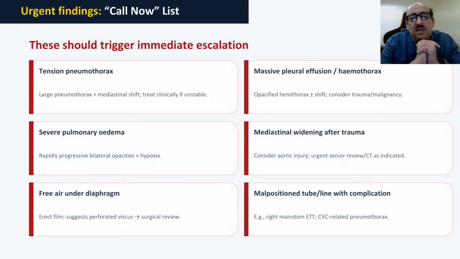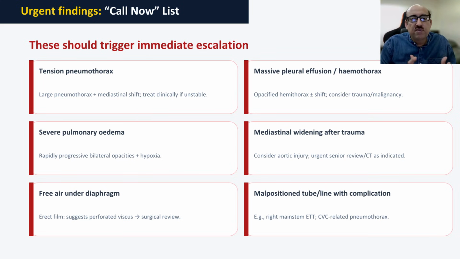Severe pulmonary edema: rapid assessment of the patient's vitals, oxygen saturation, and stability is really crucial. Free air under the diaphragm, suggestive of a ruptured viscus, is one of the surgical emergencies of the acute surgical abdomen, so do not delay, please. Massive pleural effusion or hemothorax, again, there is a risk of decompensation and hemodynamic instability, so that's really crucial.